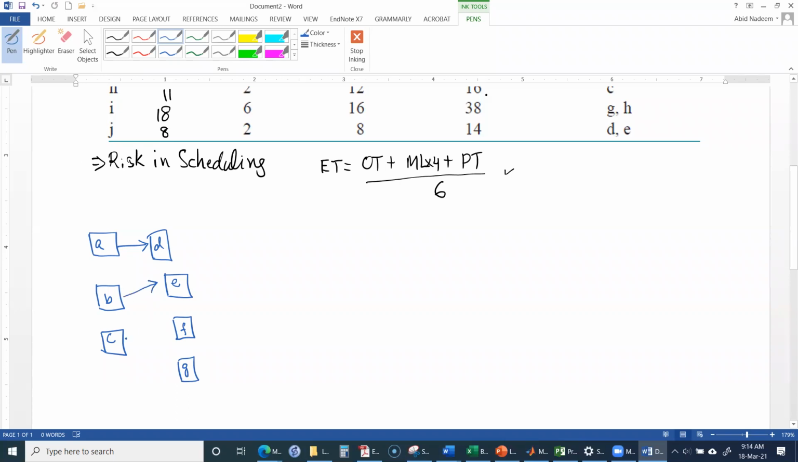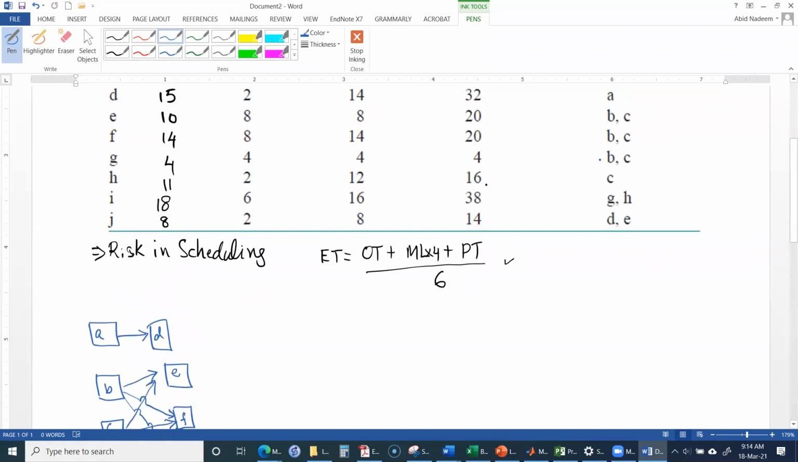Okay, so B, C, B, and C, and then also from here B and C. Okay, so this will be a network like this. BC, BC, and then H has C.